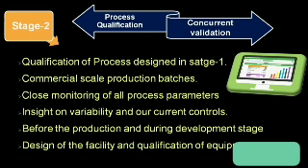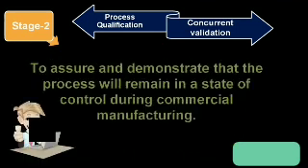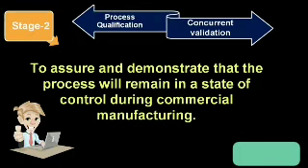The goal of this stage is to assure and demonstrate that the process will remain in the state of control during the commercial manufacturing process. If you read about concurrent validation, we do the same thing that I have explained here for stage 2, which is process qualification.